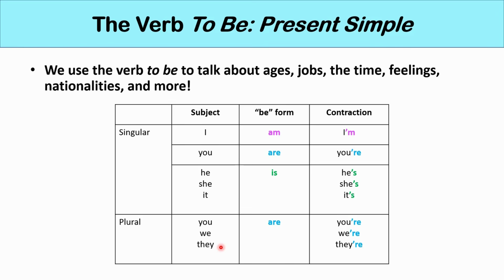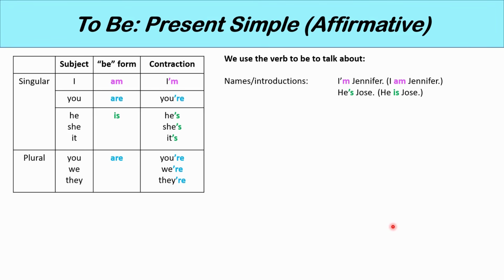We have 3 different plural forms, and for all of them, we use are. You are, you're. We are, we're. They are, or they're. So we use the verb to be to talk about names or introductions. For example, I'm Jennifer, I am Jennifer, or he's Jose, he is Jose. You can say either I'm or I am, but it's more common to say I'm, to use the contraction form of the verb to be.